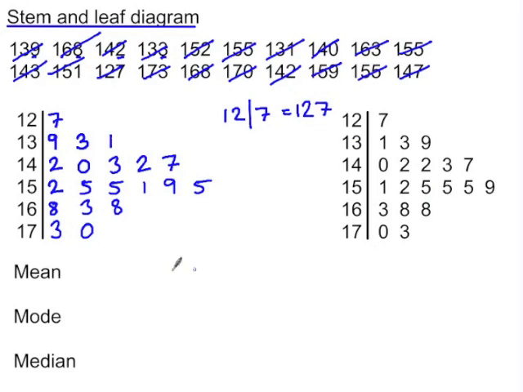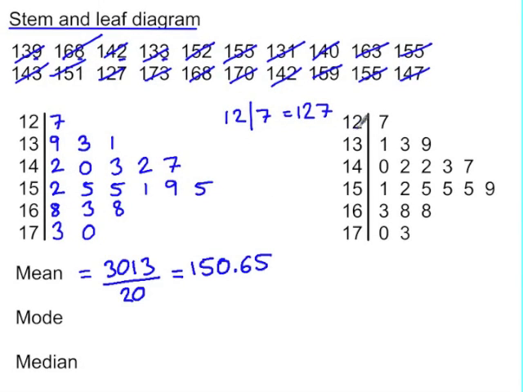Now, if the data is in a stem and leaf diagram, to calculate the mean, it isn't much of a benefit. We still need to add up all of the scores and divide by the number of scores. However, to spot the mode is easier than the list of original data because we're looking for repeated values. And we can see that we have 3 155s, so that's the mode.